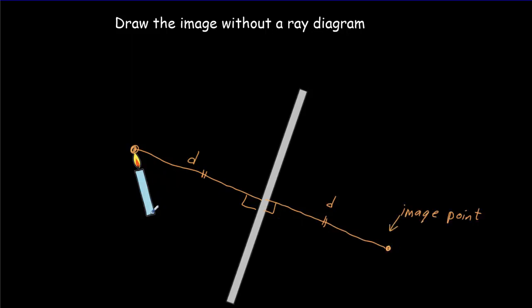And now we can choose another point and do exactly the same thing. We draw a perpendicular from the mirror to the point. Let's call this one L. And then we draw another line exactly the same distance. And once again, it's got to be perpendicular to the mirror. So the bottom of the candle on the object would show up as the bottom of the candle on the image over here. And we can draw our candle in for the image. It's going to look something like that.